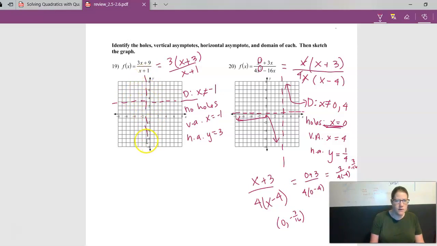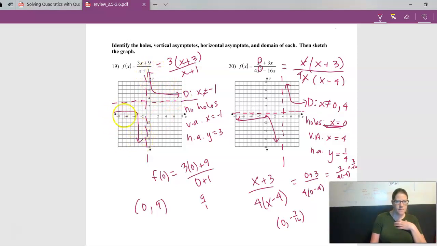This one has no holes, so I don't need to worry about where the hole is, but I just need to figure out which two quadrants my curve is in, so I can choose any x value except for the vertical asymptote, so let's just do 0. If I plug 0 into the function, and again, I can plug it into either the one that's factored or the one that's not, they're both the same. When you have a hole, you have to do it after it's been canceled, but when it's not a hole, you can just use either version. So this would be 3 times 0 is 0, so this would just be 9 over 1. So when x is 0, y is 9. So it's going to be up here somewhere, which means this quadrant and this one would be where my graph was.